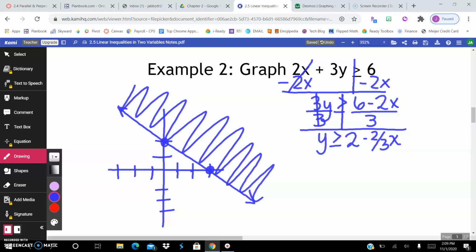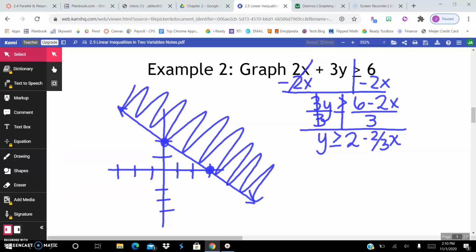So I know in the past I've always had kids that were confused on what's above the line, what's below the line, depending on how the line is sitting. So I've always said, think about if you were to sit on the line, where would you sit? What side would you be on if you were sitting on it? That is the above side. So if you're confused when you're shading, think about that.